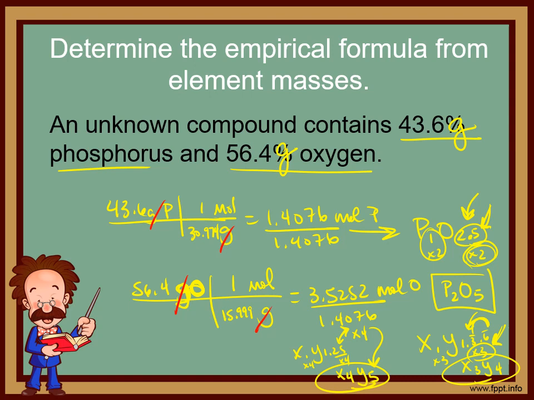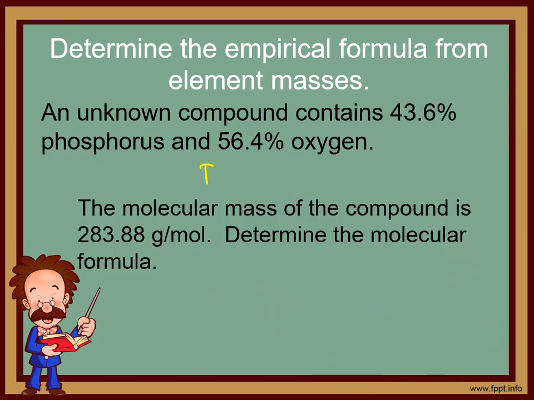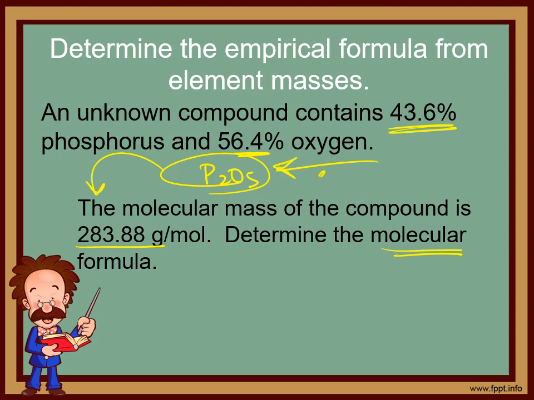Good. All right. So now we're going to take that P2O5 that we found on the previous slide, that 43.6% phosphorus, 56.4% oxygen. We found P2O5. Now I'm given the molecular mass of the compound is 283.88 grams per mole, and I want to find the molecular formula. We found the empirical formula by following our steps. Turn our percents into grams, turn our grams into moles, divide by the smallest, and then scale if we have to. We did that to find the empirical formula, but now we're being asked to find the molecular formula.